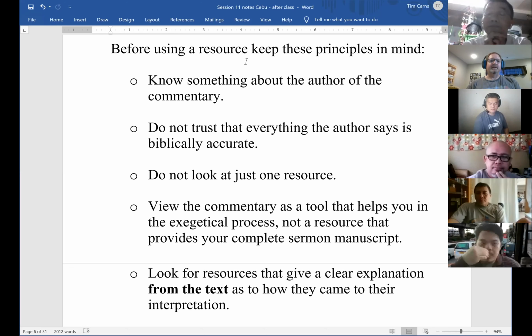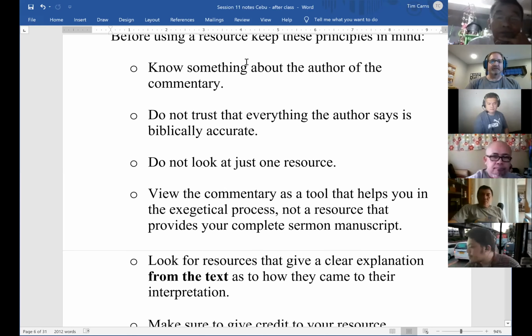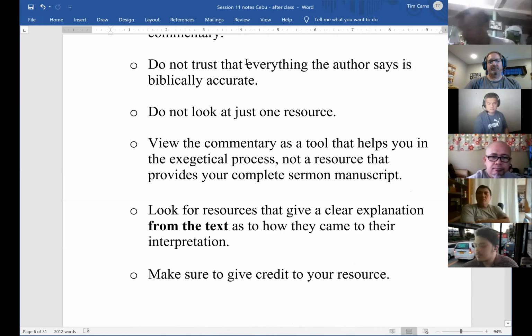We need to have a variety of resources available to us. So find good resources. And again, any resource is a tool to help in the exegetical process. It's not one we should be copying completely from. We can borrow ideas, and if we do that, make sure to give credit.